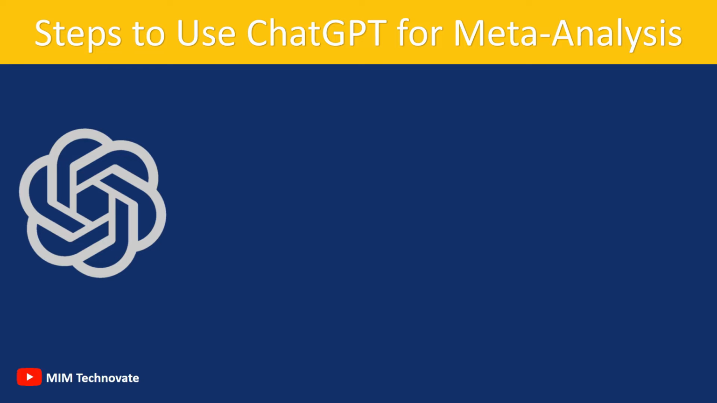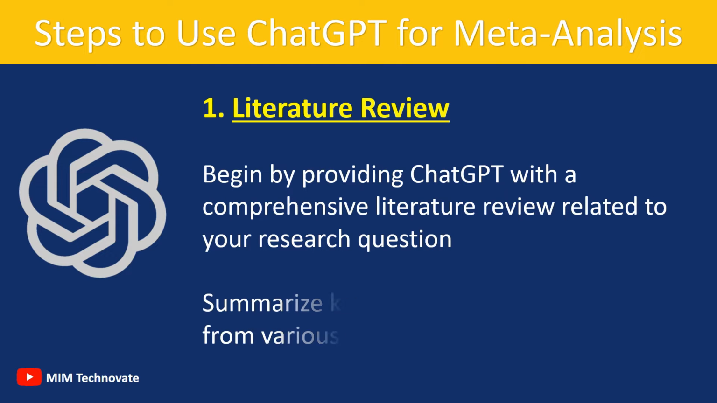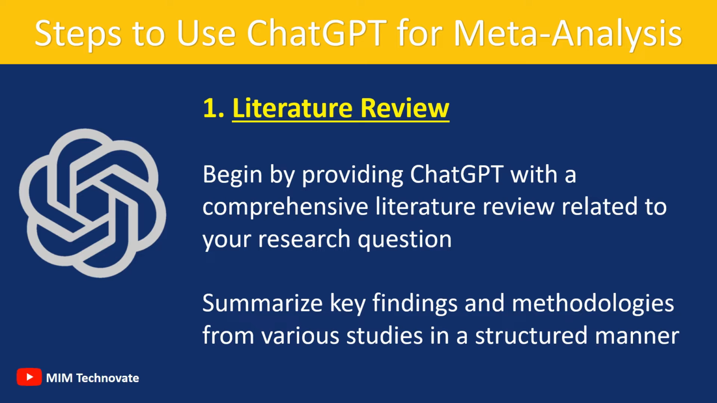Steps to use ChatGPT for the meta-analysis. Number 1. Literature review. Begin by providing ChatGPT with a comprehensive literature review related to your research question. Summarize key findings and methodologies from various studies in a structured manner.